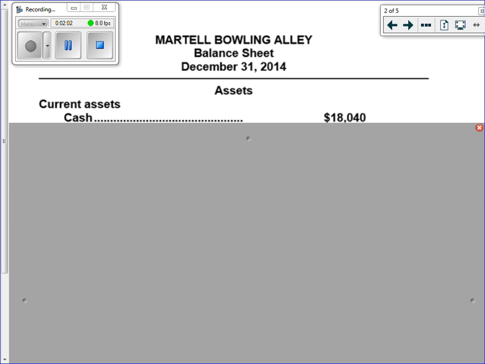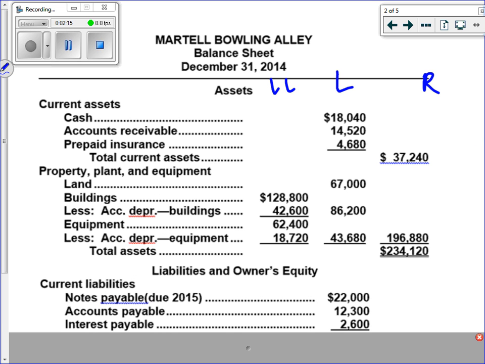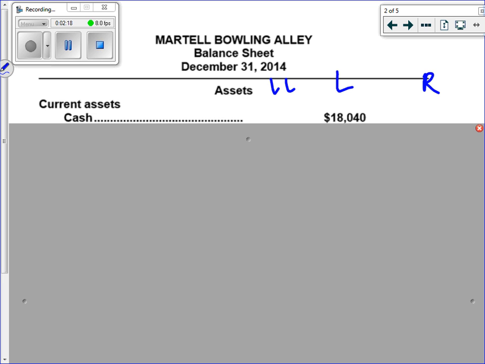So you have 3 columns, right? So you have a right, a left, and a left. The third column, or the one closest, we will only use in one instance, I think. Yeah, when we get into PPE. So let's use the middle one. Cash comes in at $18,040. Why did we not stick that in the right column? It's not that total, and there's more than one.